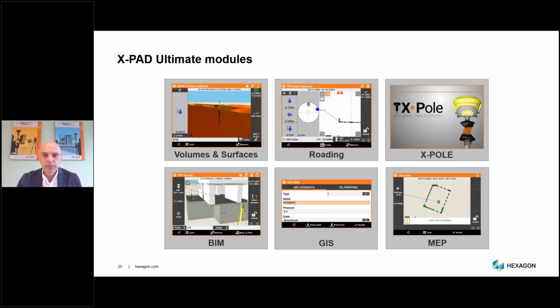MEP is the last module, mechanical, electrical and plumbing. It's a module that allows professionals to use the total station in a more efficient way for their activities.